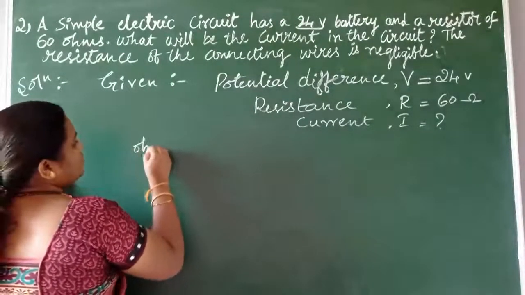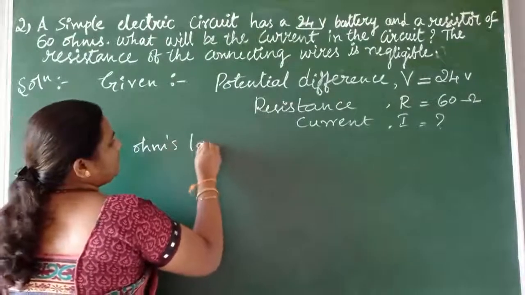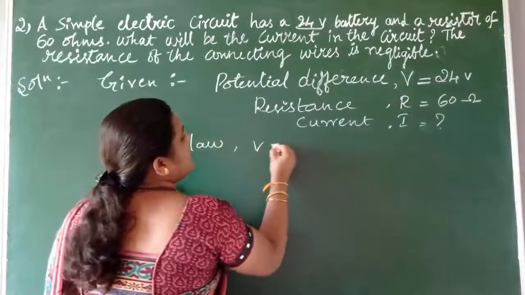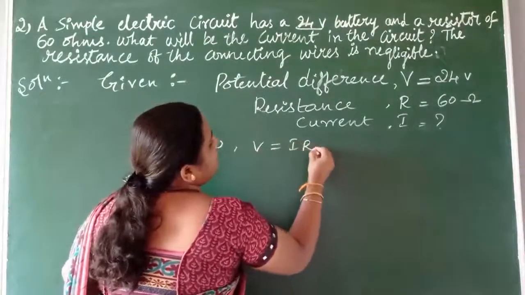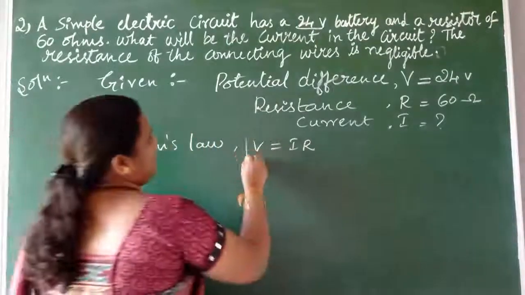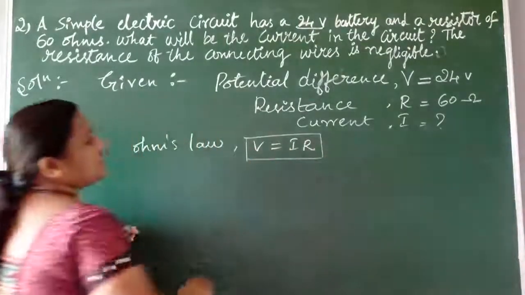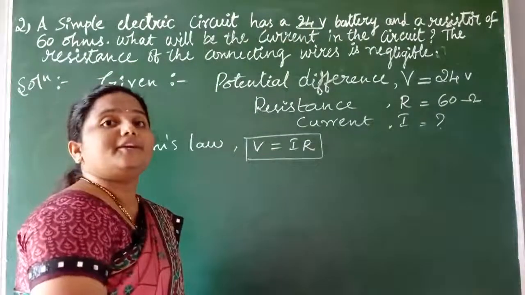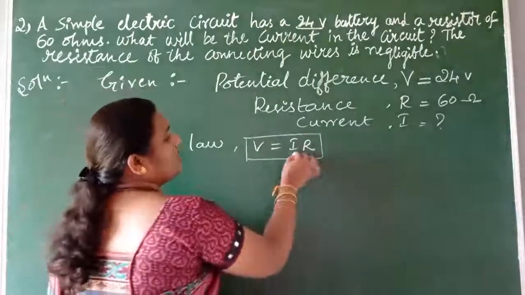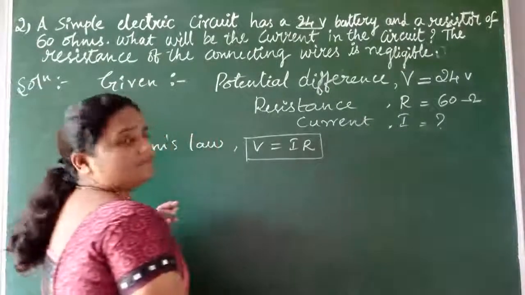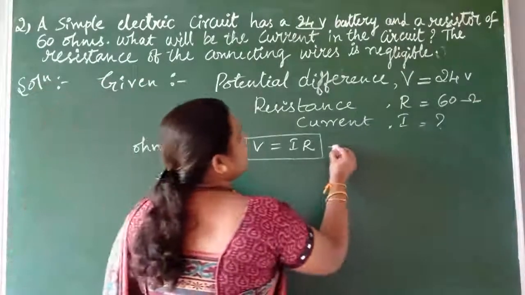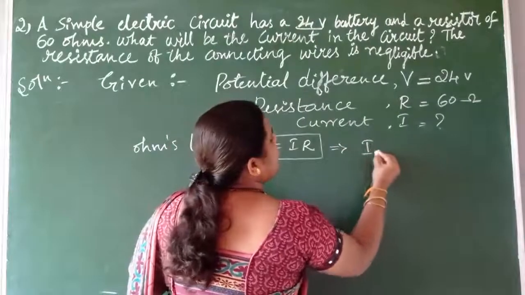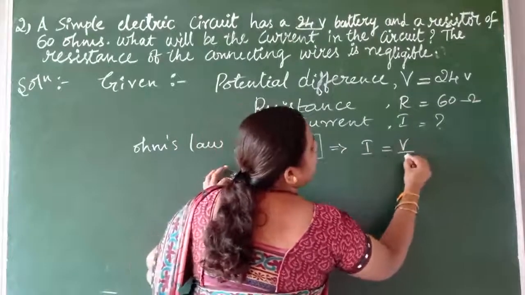Using Ohm's law, we can write V is equal to I into R, isn't it? From Ohm's law, what does it say, children? V is equal to I into R. So what do we want to calculate here? I. So we can rewrite this formula in terms of current: I is equal to V by R.